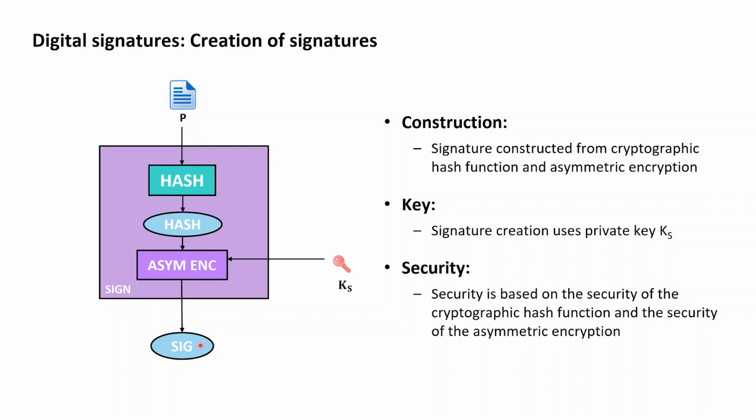That's it. The security of such digital signatures relies on the underlying hash function being a secure cryptographic hash function and on the security of the asymmetric encryption scheme used to asymmetrically encrypt the hash values of the plaintext.